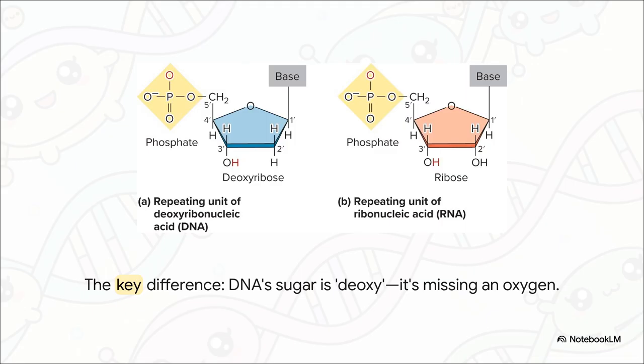Okay, now check this out, because this is a classic exam question. This is the tiny difference in the sugar that actually gives DNA and RNA their names. Look really close at that number 2 carbon. In RNA's sugar, ribose, you see that little OH group? But in DNA's sugar, it's deoxyribose. That oxygen is gone. Deoxy. It literally means without an oxygen. That single atom, it changes everything.